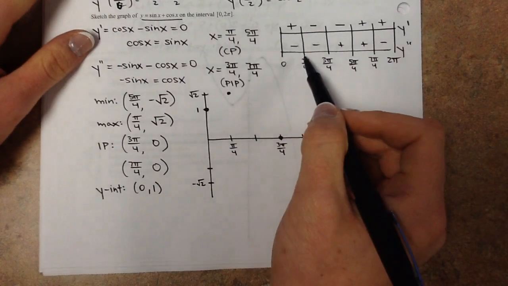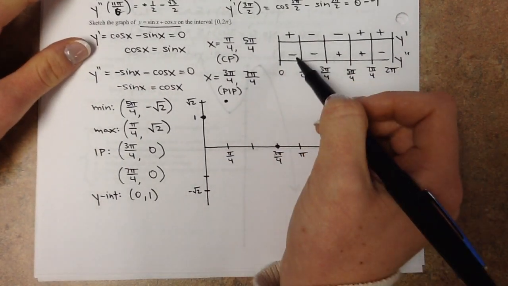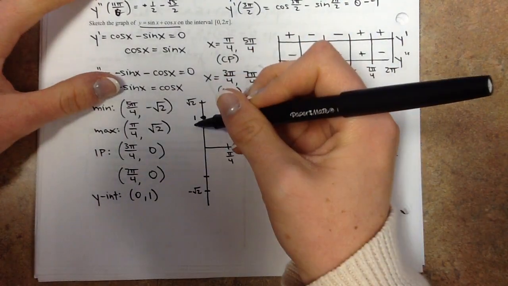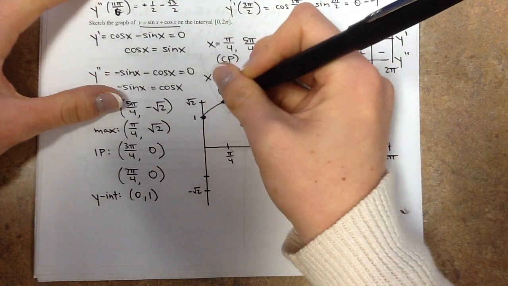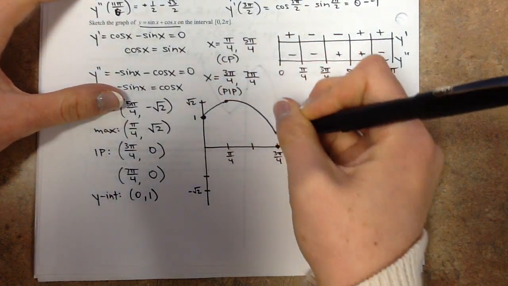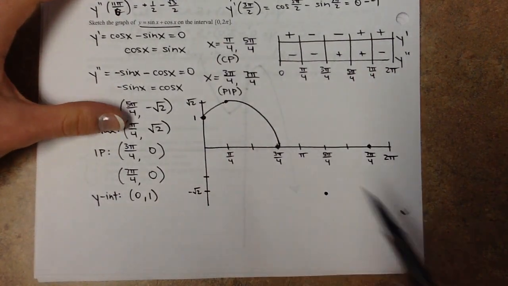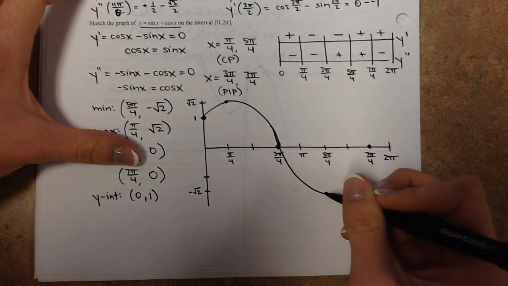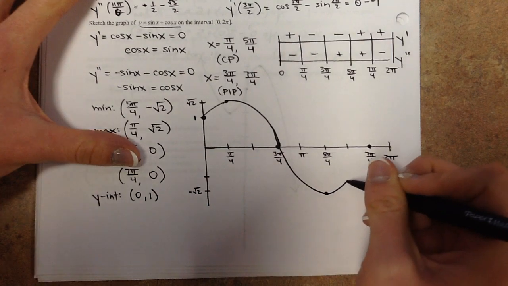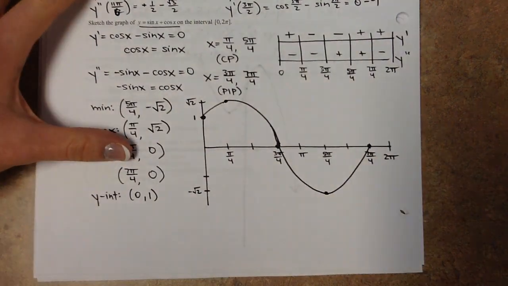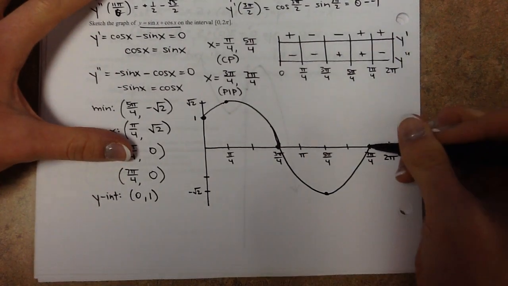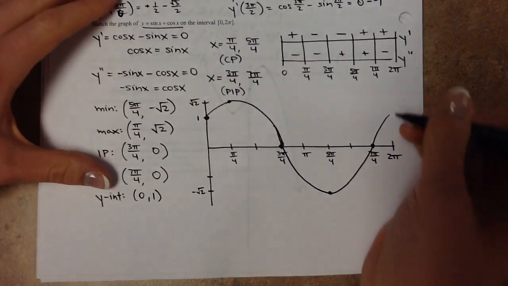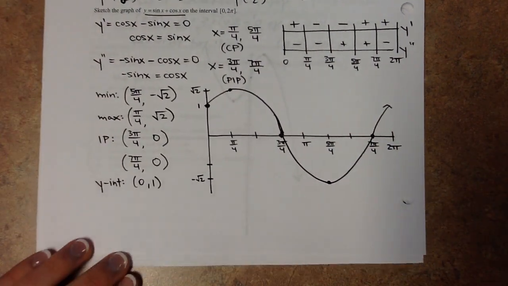From 0 to pi over 4, I am increasing and concave down, then I switch to decreasing and concave down. So increasing and concave down, there's my max, switch to decreasing and concave down. This is an inflection point, so now I am changing to decreasing and concave up. Here's my min, now I am increasing and concave up, and then here's a point of inflection again, and so now I start increasing while being concave down. All right, so our graph is going to look something like that. All right, that's it.